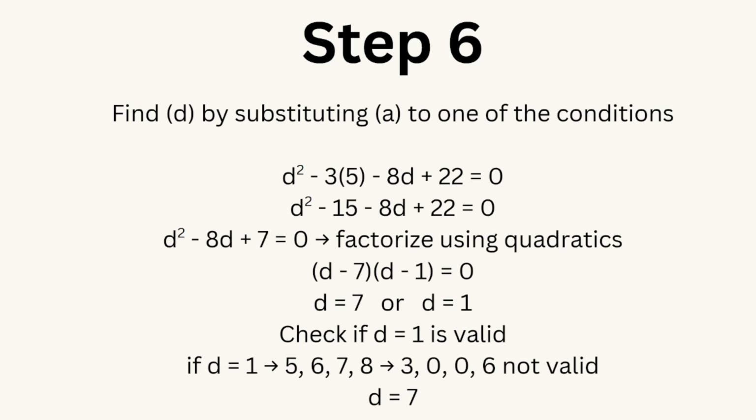Now you see it looks familiar because it is a quadratic equation. We can factorize it and it will become d minus 7, d minus 1 equals 0, which makes it d equals 7 or d equals 1.